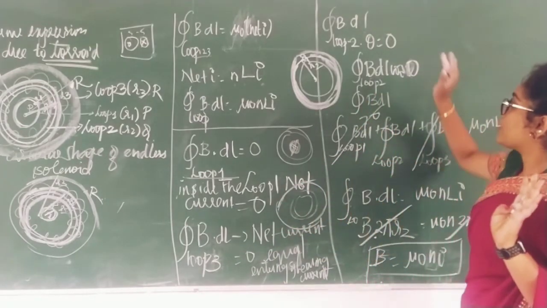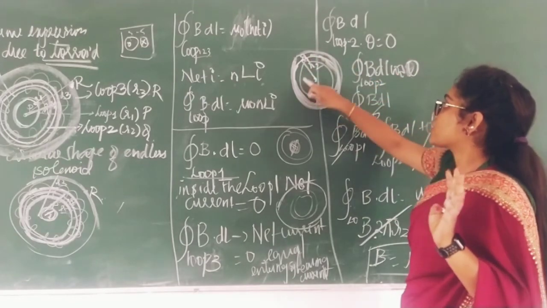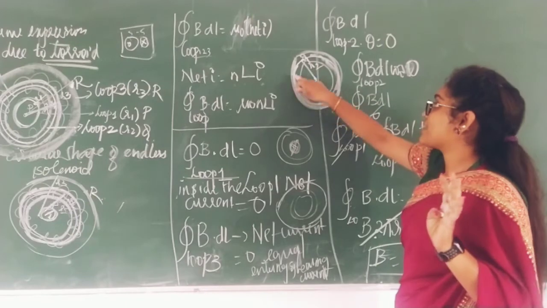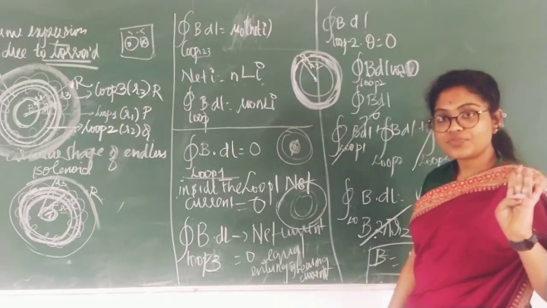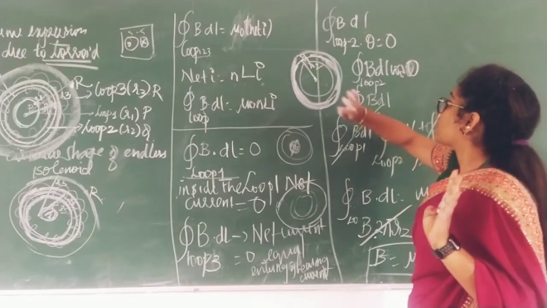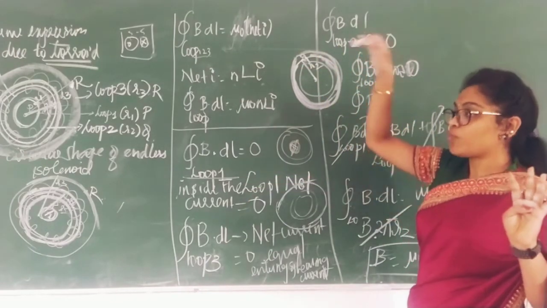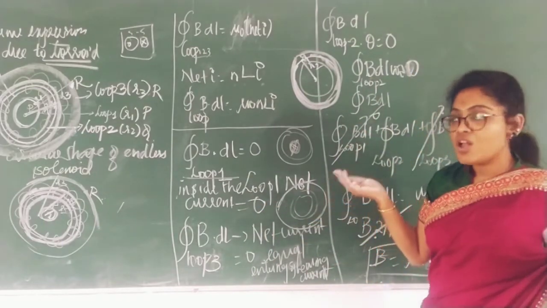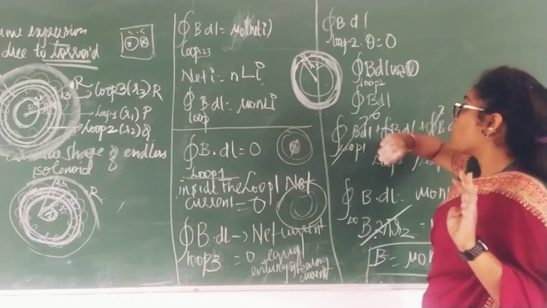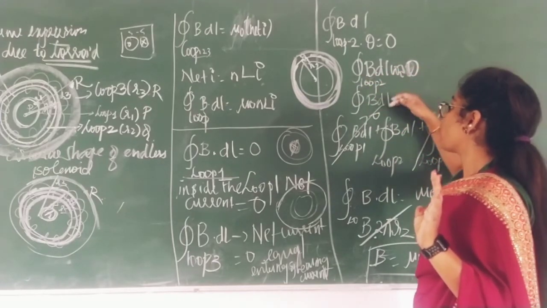Fine. Only loop 2 is remaining. I have written here in detail. This is the toroid. Inside the toroid there is a magnetic field with the radius R2. The magnetic field is in that direction, and my loop is also in that direction. So theta becomes 0. When theta becomes 0, what about the dot product? dl cos 0 is 1.